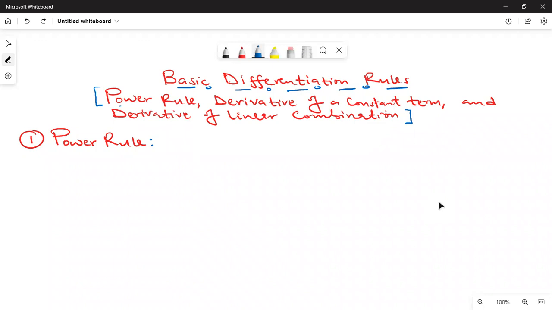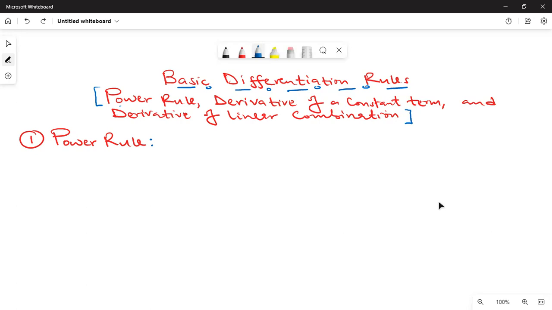Today we are going to look at Calculus 1 and our main topic is on the basic differentiation rules. In particular, we are going to look at the power rule, the derivative of a constant term, and the derivative of a linear combination of functions. Now, these rules are derived from the first principle. They are simply formulas that you're going to be using. Instead of having to do everything from the first principle, there are formulas to aid us in finding dy over dx or f prime of x.